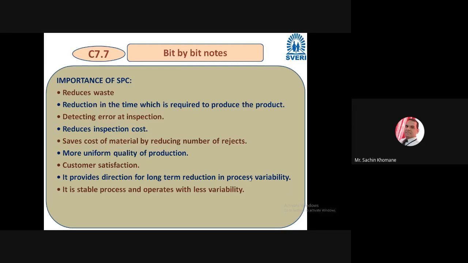Then it reduces inspection cost. So there is no need to inspect each and every product. Take certain samples and draw the trends from that, interpret something from that. In this way, if you can save the manpower to check the product, ultimately you can reduce the cost. Also you can save the cost of material by reducing the number of rejects. If the number of rejects is less, then you can save the cost of material.